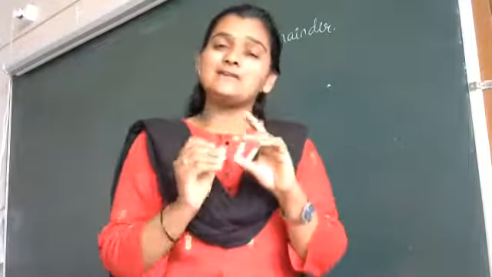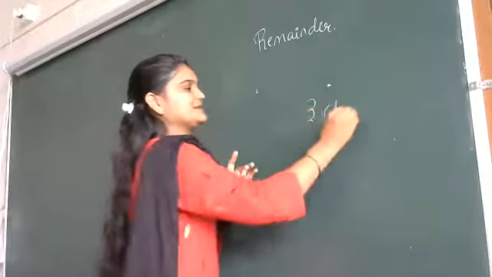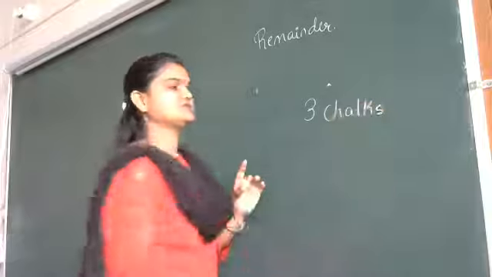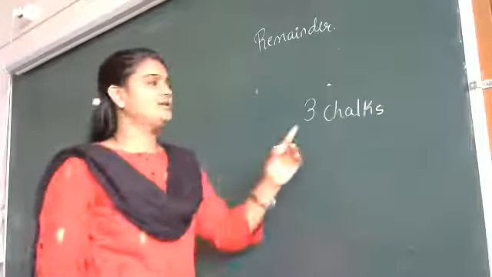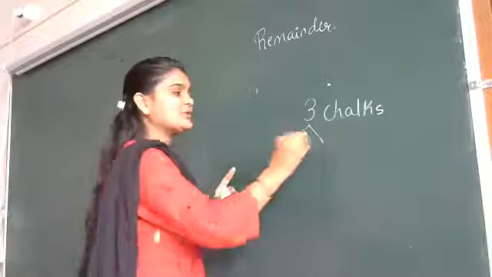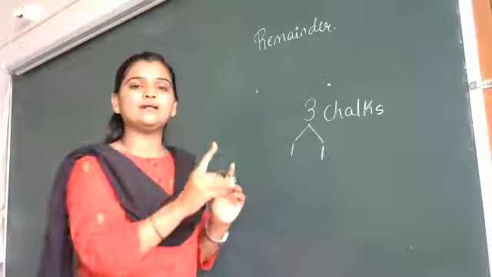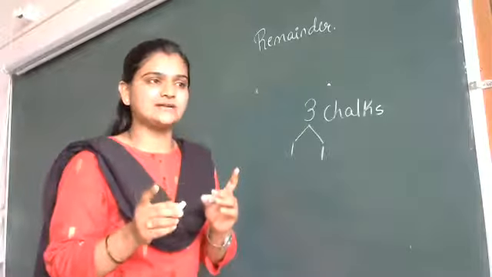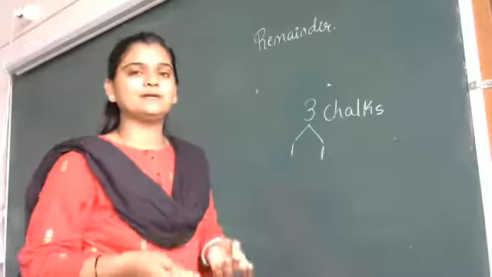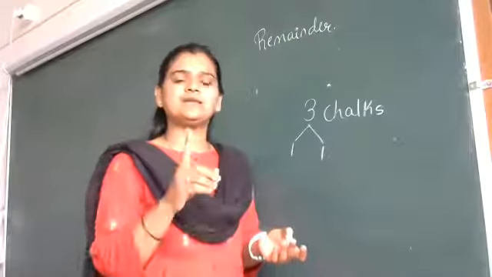Then how many will remain at the last? I have three chalks. See here, I want to distribute them among two children. So I will give one chalk to each child. How many will remain? Only one will remain, no?